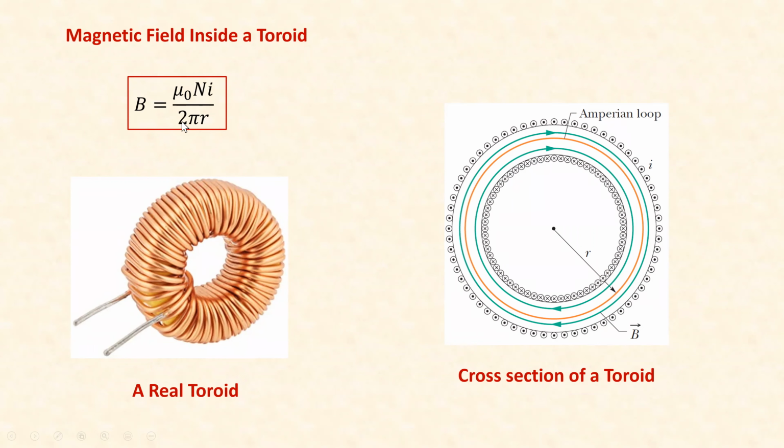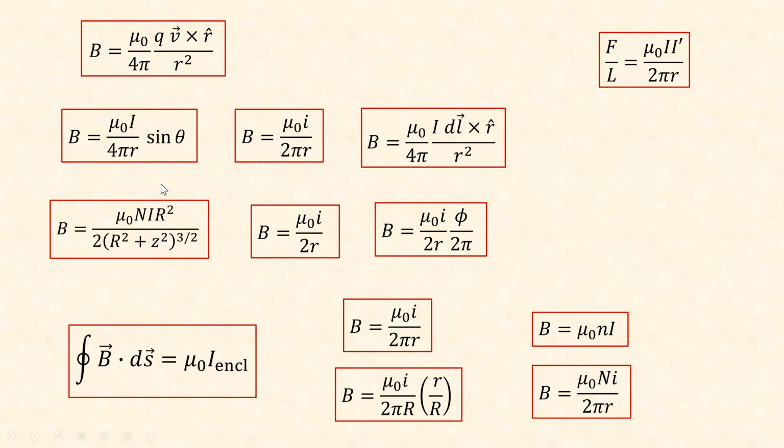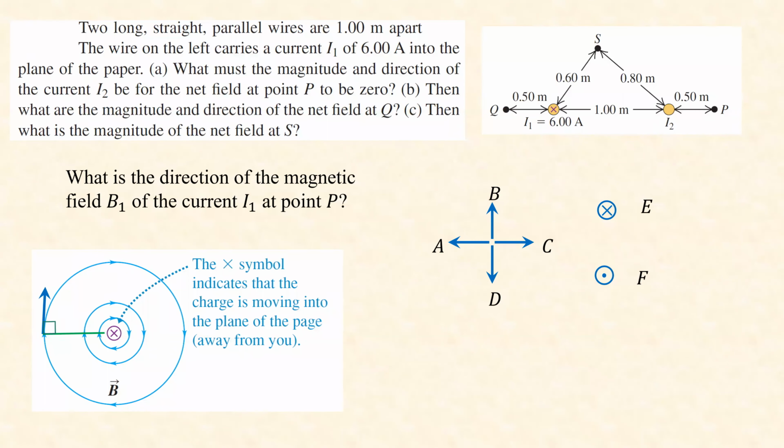And we have this formula for that, mu naught Ni over 2 pi r. You can apply Ampere's law to get this result. And then these are the list of formulas we had for this chapter, minus the one that I found. I didn't include it here.